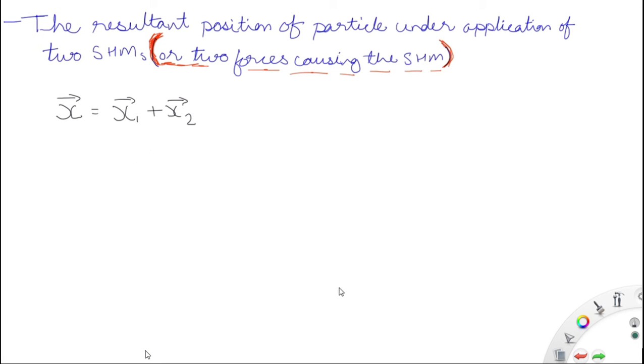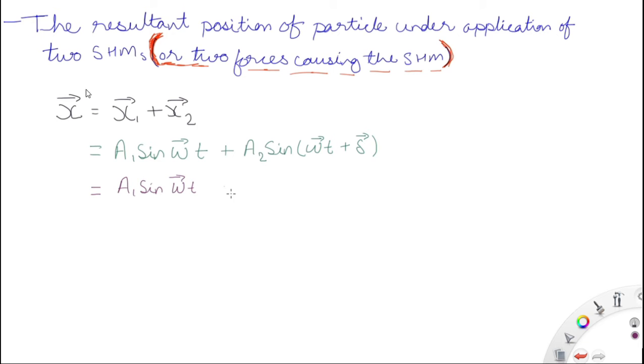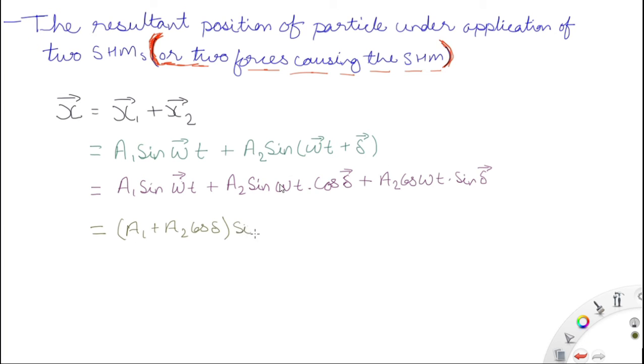So this is the vector addition. x is the resultant displacement, and these are the individual displacements x1 and x2. If only F1 had been acting, x1 would have happened, and x2 is if only F2 was acting. So x1 is equal to A1 sine omega t, and x2 is equal to A2 sine omega t plus delta. This is the phase difference. We do the sine expansion: sine into cos plus cos into sine.